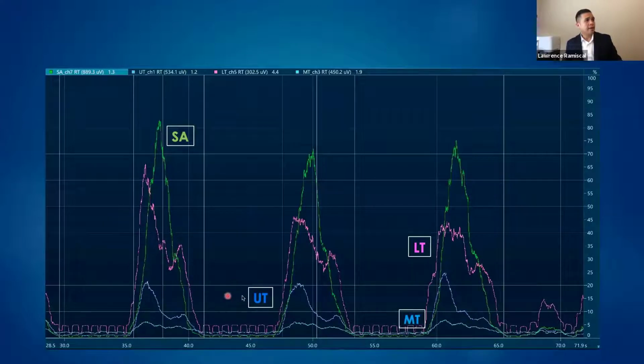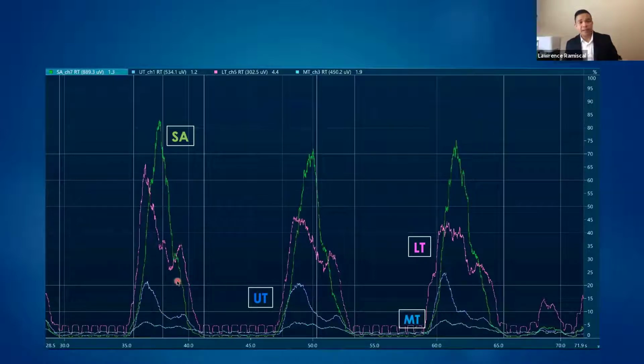Okay. The upper traps is this blue right here. The pink is the lower traps. Okay. And this really light blue here is the middle traps. What it's showing you is that same lines that represent the beginning, the top, and the end of the motion. So this is where all the amplitudes are being captured for all the four muscles.